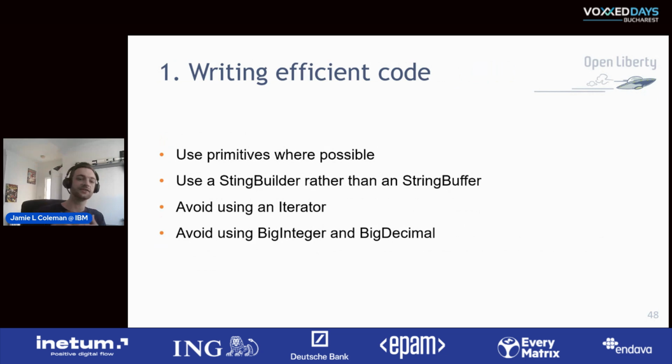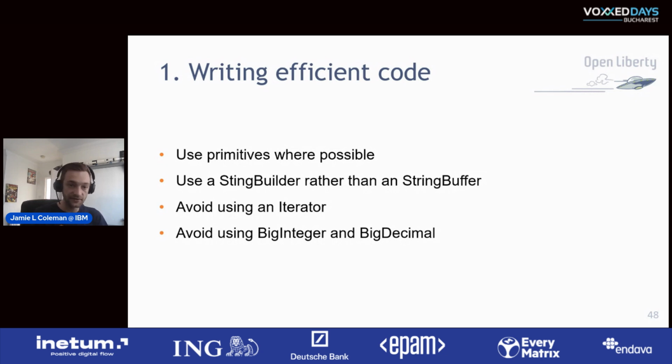Okay, so writing efficient code. First of all, use primitives where possible, because this will improve the performance of your application. Use StringBuilder rather than StringBuffer. It's more efficient, but it's not... which one is it? StringBuffer is not thread safe. So bear in mind, if you need thread safe stuff, then use StringBuffer. But StringBuilder is generally more efficient, so if you can, use that.